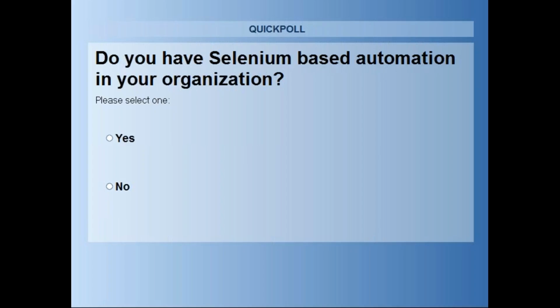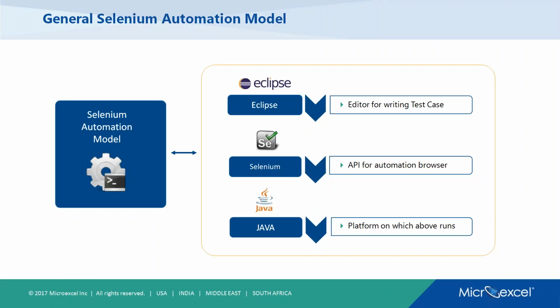So this is a general Selenium automation model. I'm not talking about a particular framework here, but if you are using Java as a programming language with Selenium, you will mainly need two tools, Eclipse and the Selenium API, and then programming language as Java. You will be coding your framework or your test cases. Eclipse will help you to create your test case in a development environment and helps you to create a framework of any type.